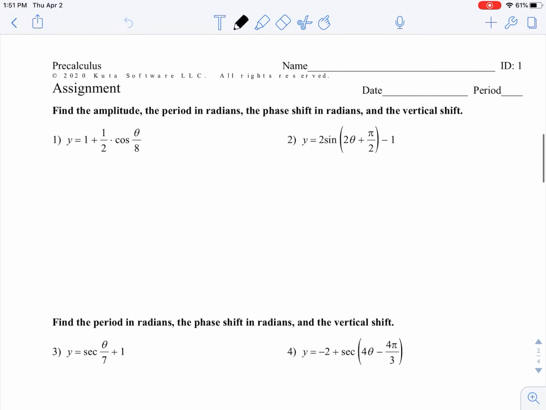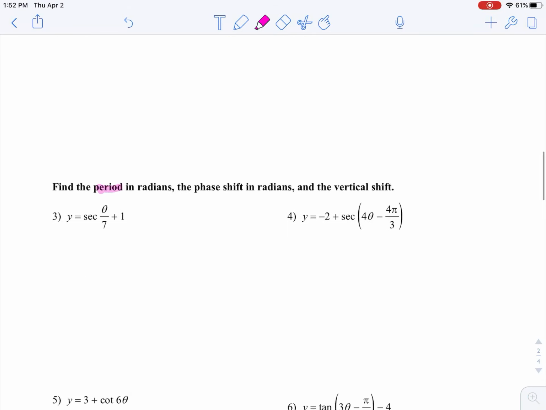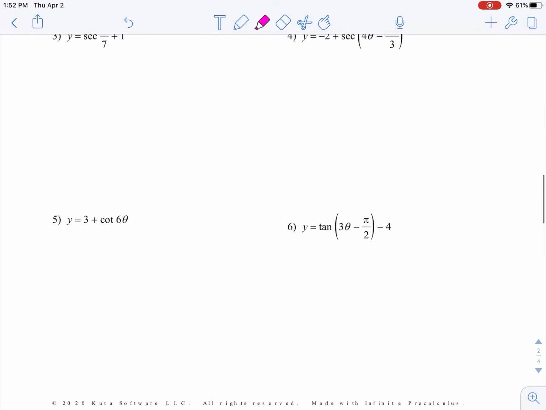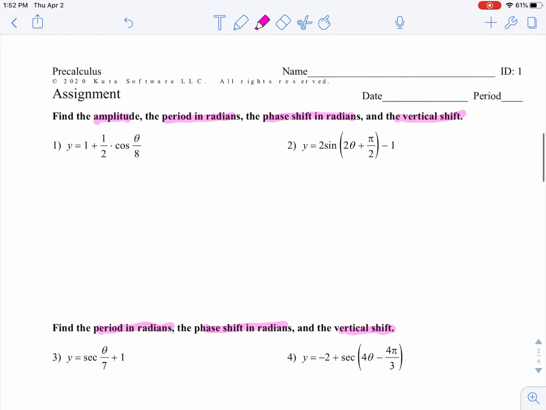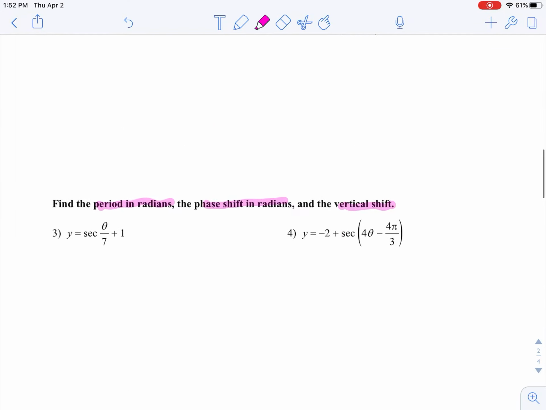So, technically the topic is graphing, although I'm not having you draw any graphs. We're just going to find the various characteristics or parameters of these functions. So for the first two, amplitude, period length, phase shift, vertical shift. The next two, period length, phase shift, vertical shift, because amplitude doesn't apply. Actually, for those next 4, total of 6.